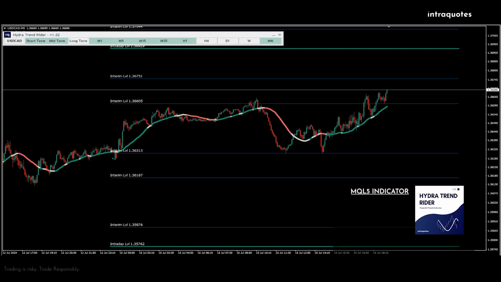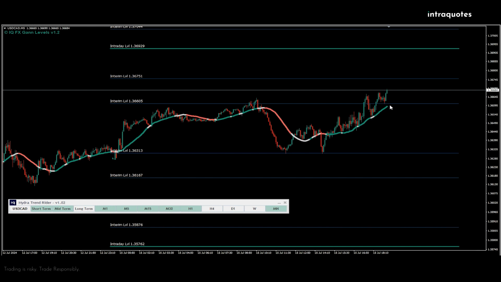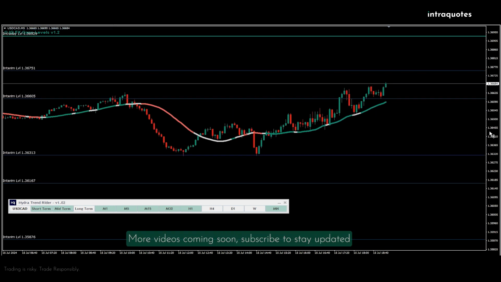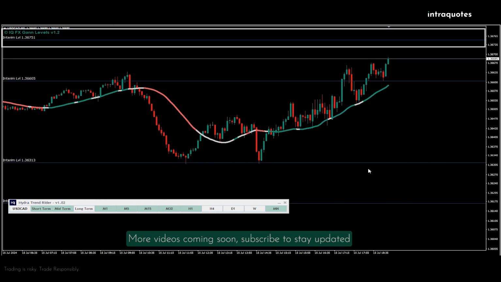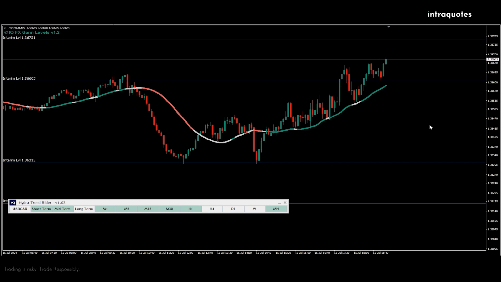If we add Hydra indicator to it, look at this. The dashboard is all green with bullish signals on both short and midterm. We can expect it to reach the interim level of 1.36751. If we used Hydra and Gann levels together, this trade would have been so interesting. Clear signal for a great scalp. Hydra confirmed the trend, and the IQFX Gann levels told us the target interim level.